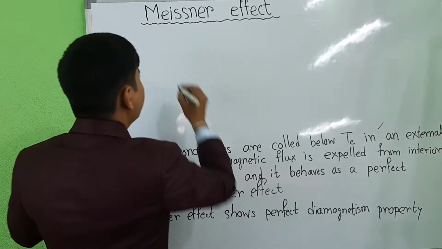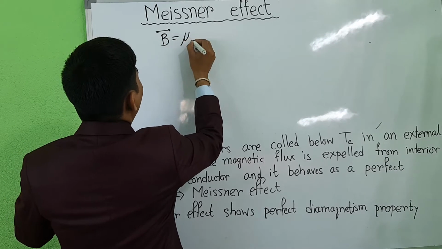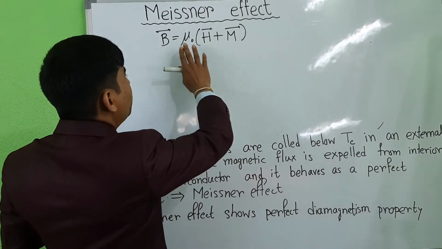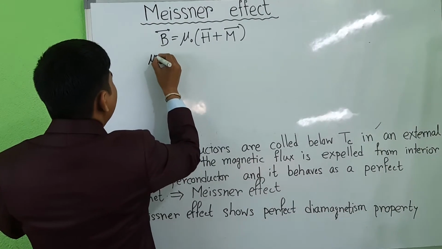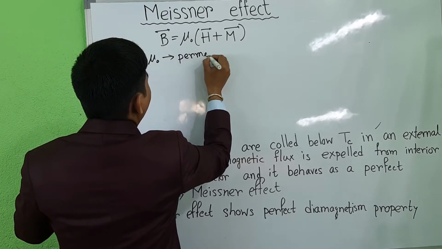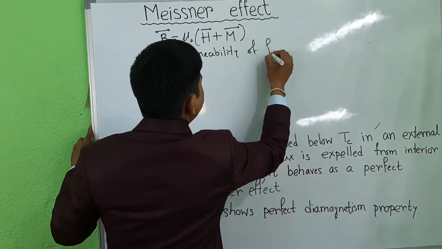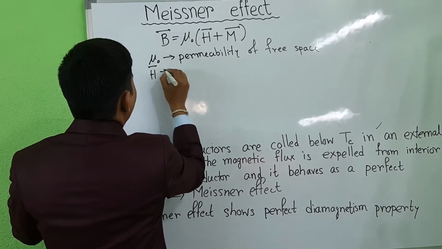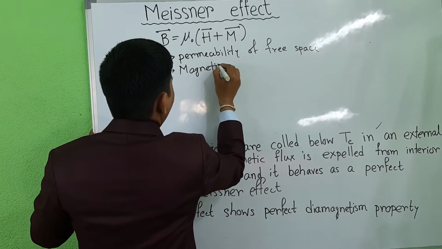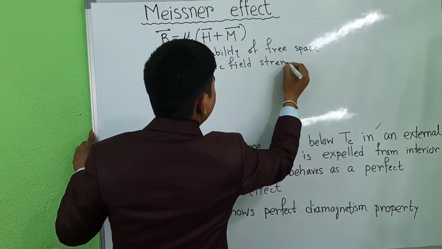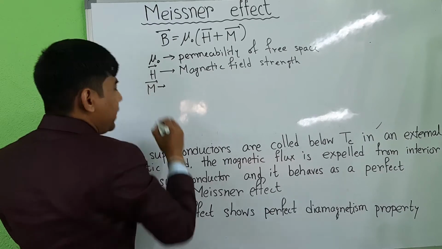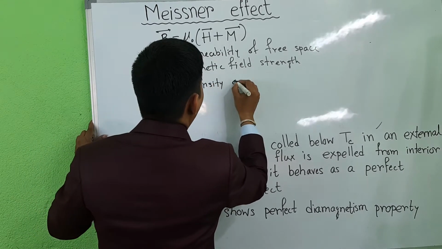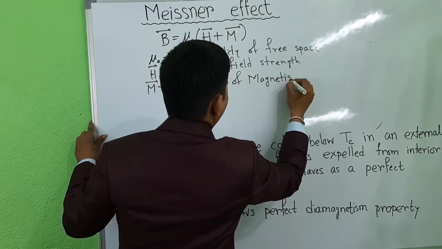We know that the magnetic field B is equal to mu 0 into H plus M, where mu 0 is the permeability of free space, H is the magnetic field strength, and M vector is the magnetization, that is, the intensity of magnetization.